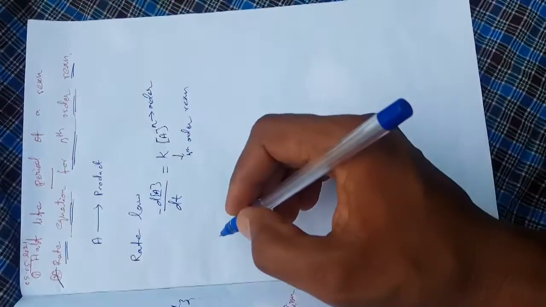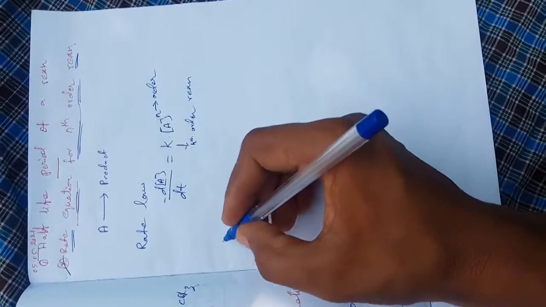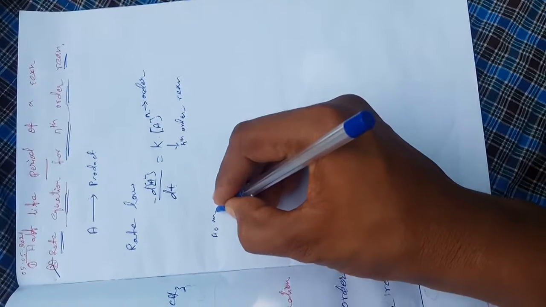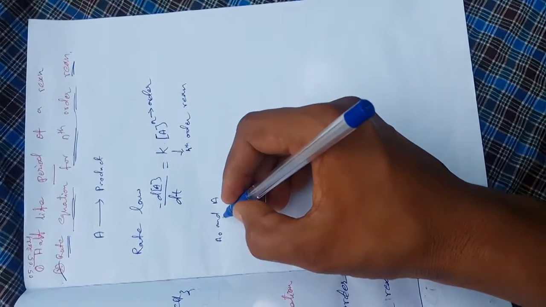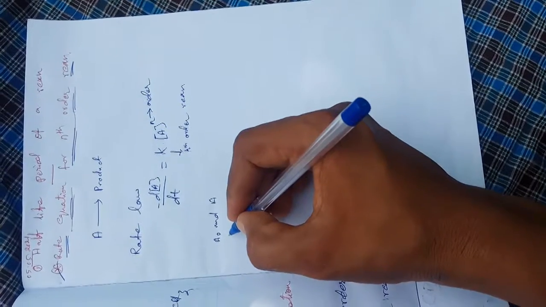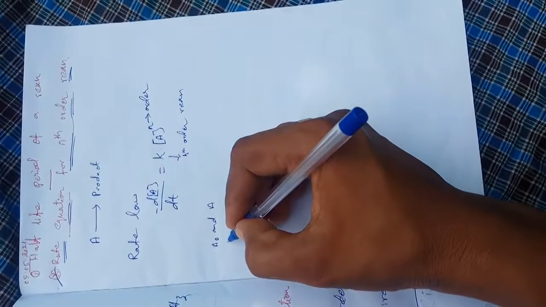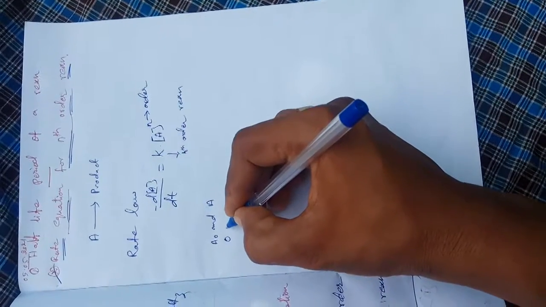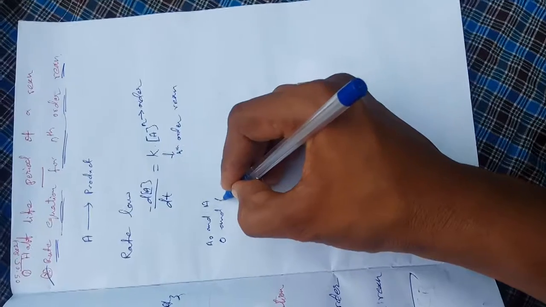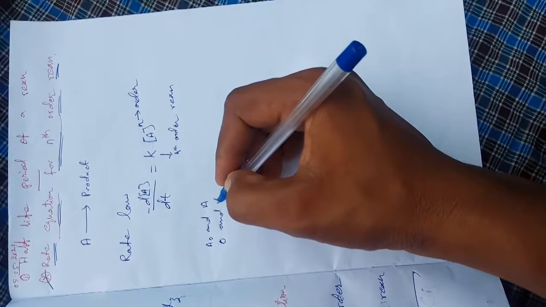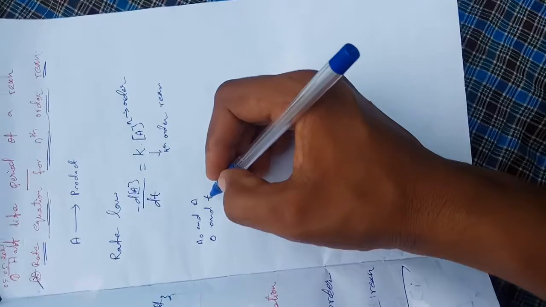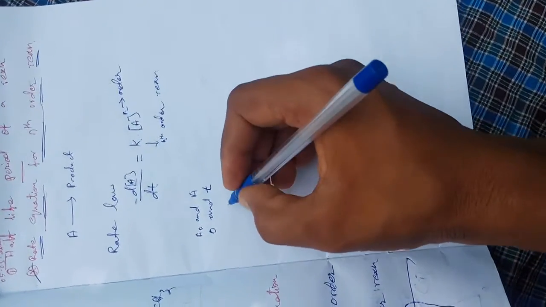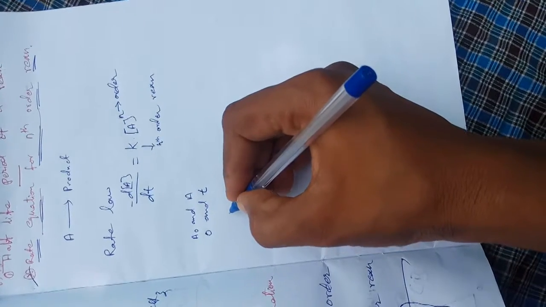So integrate the above equation using two different concentrations, A naught and A, at two different times, 0 time and t. So with two different concentrations at different times, we get the nth order rate equation.